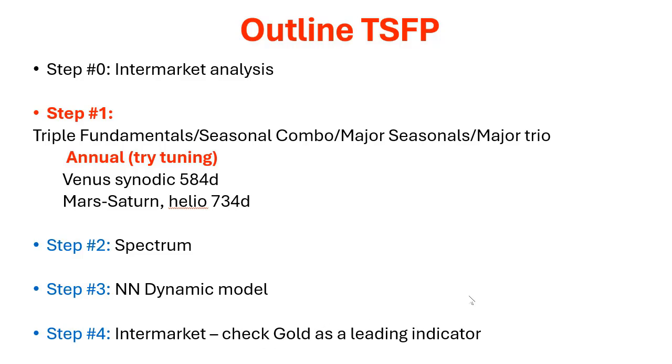Next, step number 3, neural net dynamic model, and another step, we will check intermarket model. Firstly, we will need to check gold. We need to try to find a leading indicator, and very often gold works as a leading indicator. So these first techniques are the most important, and the second group, spectrum, neural net dynamic model and intermarket model, are approximately equally important models. So let's start.